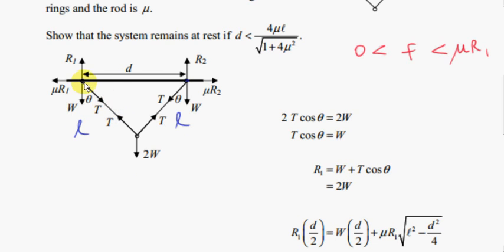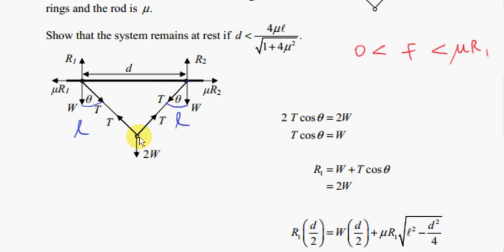So we will assume that the system is on the verge of slipping. It hasn't slipped yet, so equilibrium conditions apply. Let's suppose that the angle between the vertical and this string here is theta. Now by symmetry, this angle over here is also theta. This is an isosceles triangle, so both of these angles are the same, so the angles next to them are the same.